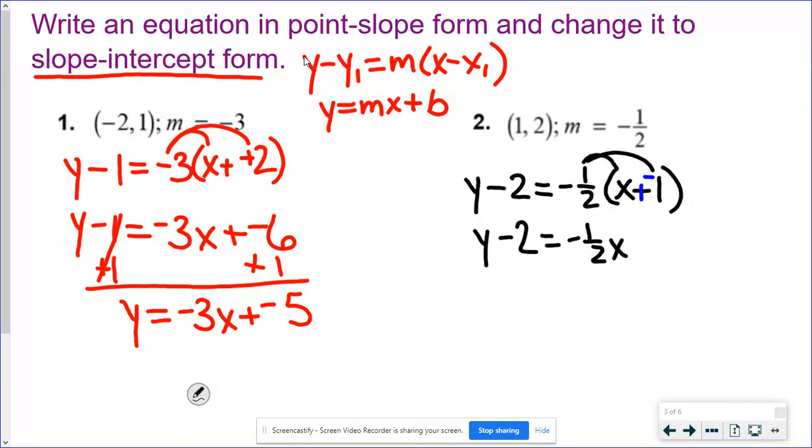That first distribution is easy. And then a negative 1/2 times a negative 1 is going to be a positive 1/2. I know some of you are looking at that and you're a little freaked out because it's got 2 fractions now. It's okay. I just need to move the number that's with the y. So I have to get rid of that subtracting 2. I would add 2.